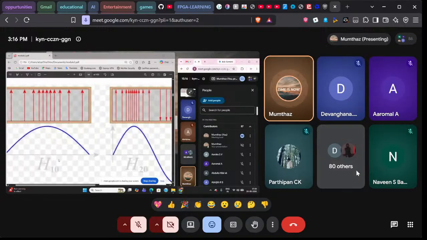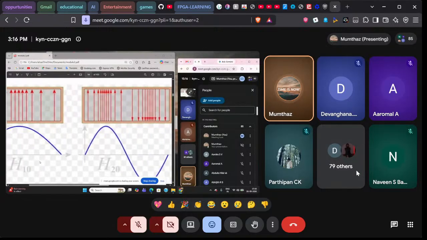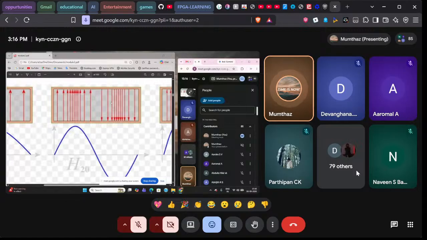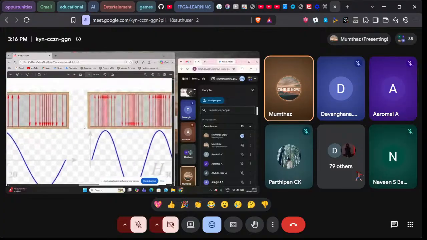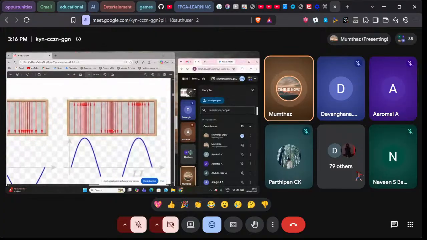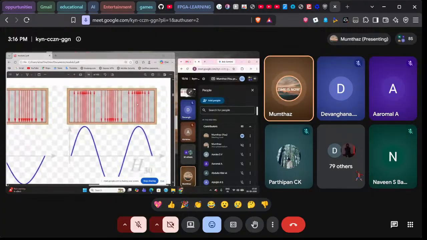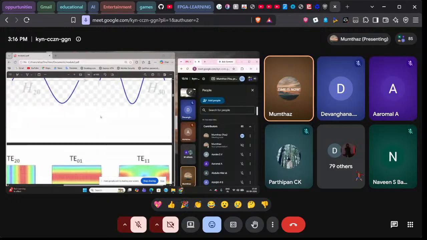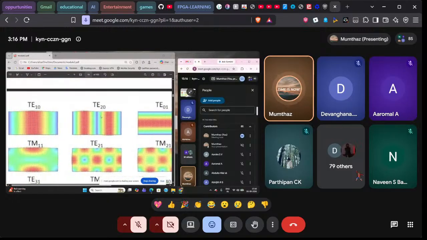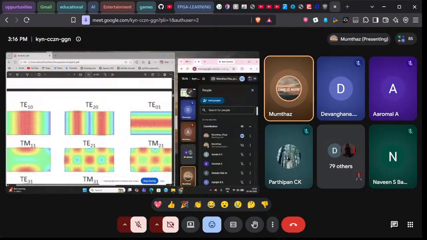H represents the magnetic field, and here we can see two half waves, so we write H20. Here we have three different half waves, so we write H30. This is a figure of the TE and TM modes.